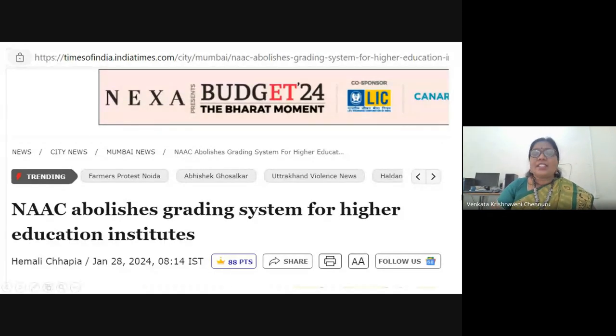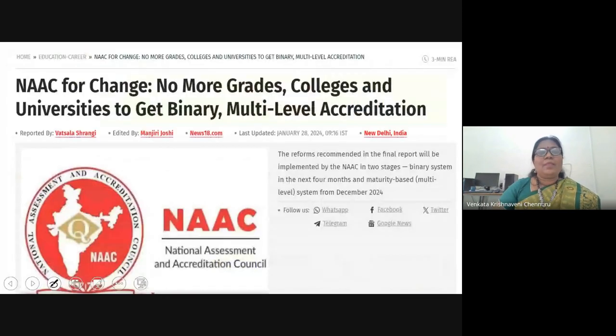So what made us move to have this program to learn about this transformation is that on January 28th, 2024, NAAC abolishes grading system for higher education institutes. This is the news from Times of India. And in another English newspaper, we have seen: NAAC for change, no more grades, colleges and universities to get binary, multi-level accreditation.